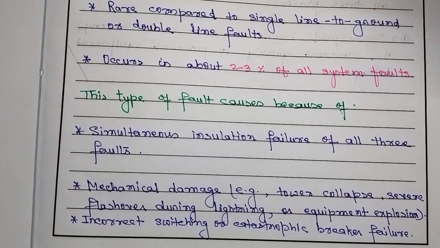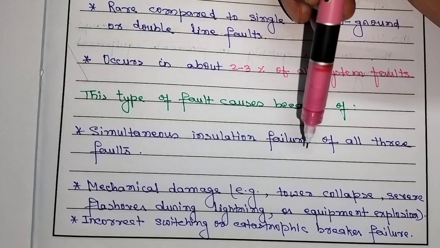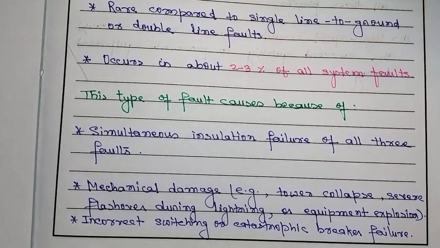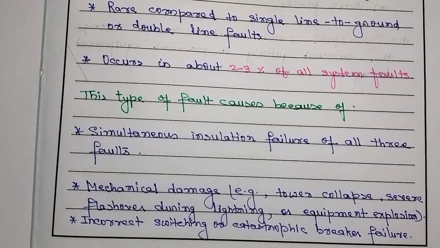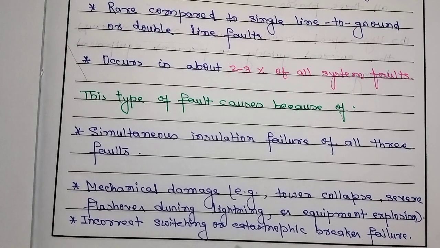Next topic that we have is the causes of this type of fault. First point, simultaneous insulation failure of all the three phases. It occurs whenever the insulation fails on all the three phases. Next cause we have is mechanical damage, for example, tower collapse, severe flashover during lightning, or equipment explosion. This type of fault occurs when a tower collapses, or there is severe flashover during lightning, or an equipment explosion. Next one we have is incorrect switching or catastrophic breaker failure. Because of incorrect switching also, this type of fault occurs in the system.